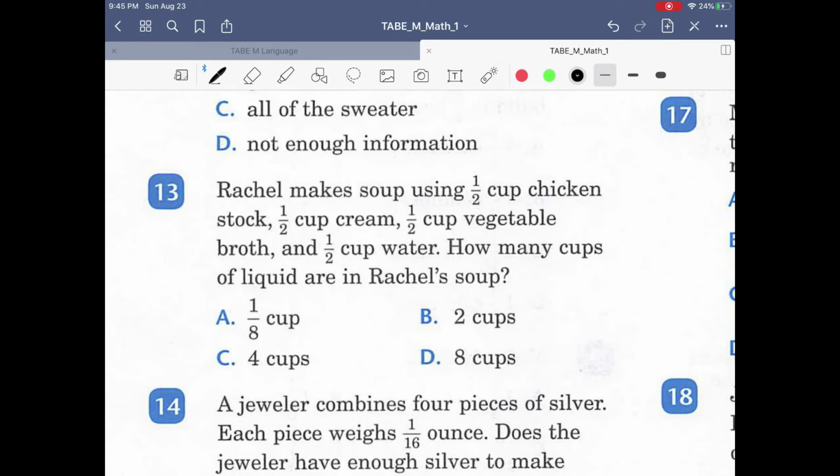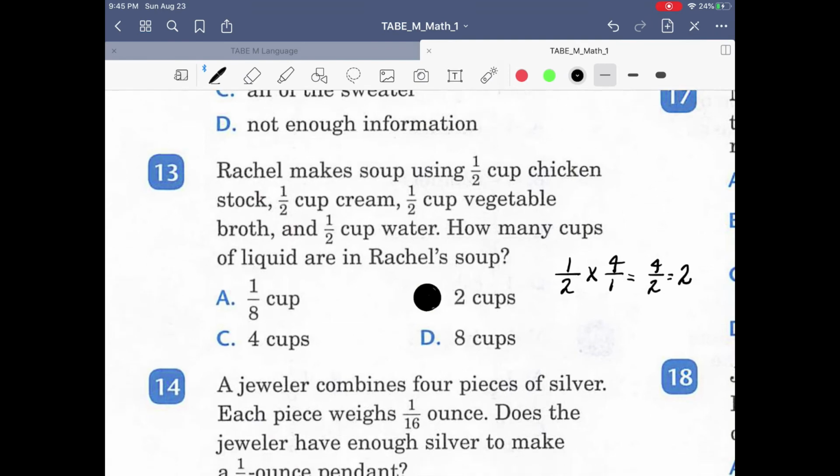Rachel makes soup using a 1/2 cup chicken stock, a 1/2 cup cream, a 1/2 cup vegetable broth, and a 1/2 cup water. How many cups of liquid are in Rachel's soup? So that is 1/2 times 4, or 4/2, which is 2. And that is answer B.